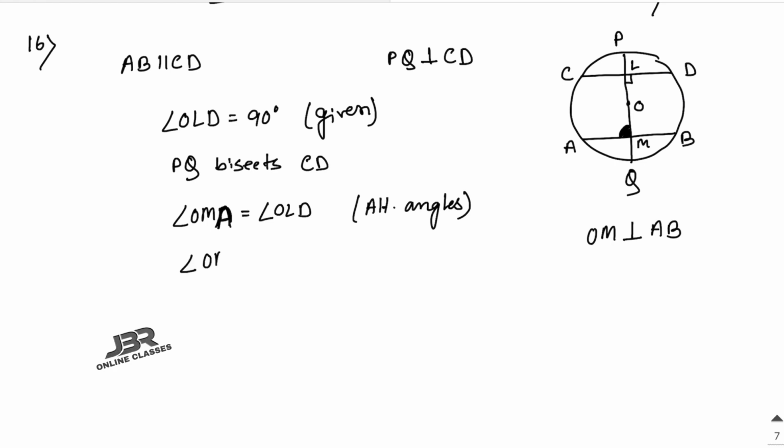Then definitely OMA equal to 90 degree. And as OMA equal to 90, then OM definitely perpendicular on AB. So as OM perpendicular on AB, that means PQ is perpendicular on AB. Okay, PQ is also perpendicular on AB, and hence PQ bisects AB. Hence PQ bisects AB, and it's proved.